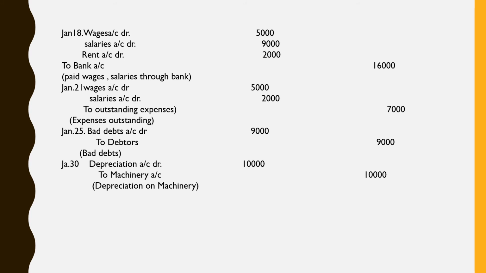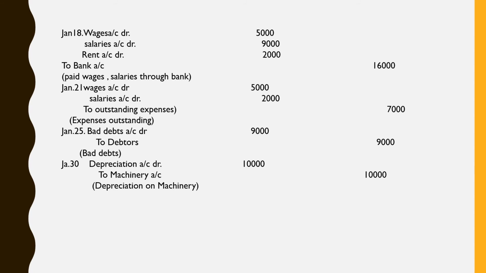The next is bad debts 9,000. Since with bad debts debtors decrease, we will give debit to the bad debts account and give credit to the debtors. Narration would be bad debts.